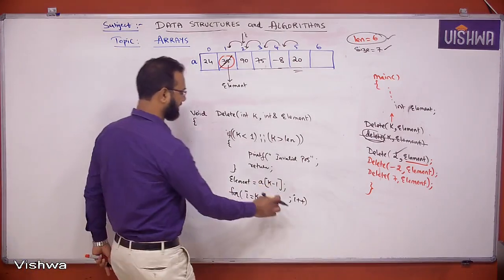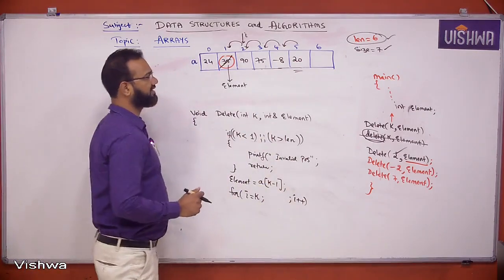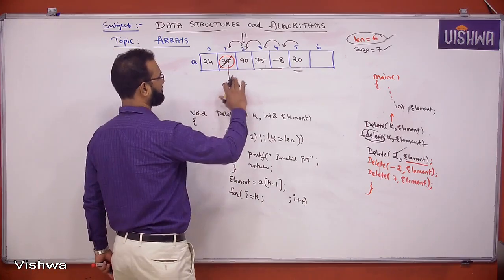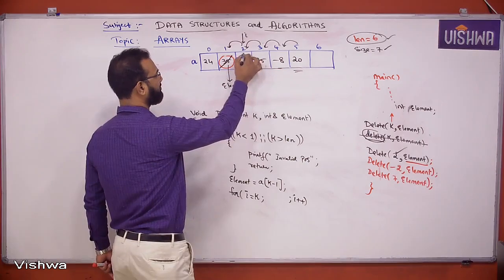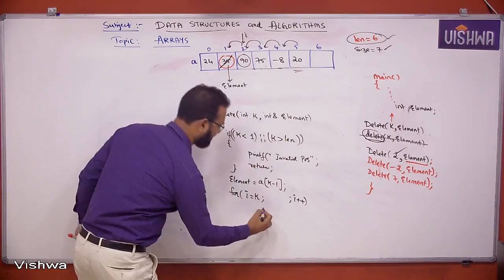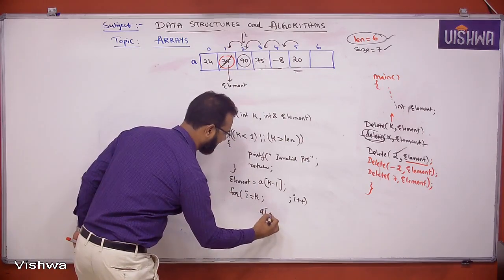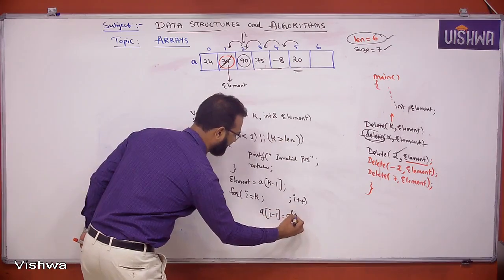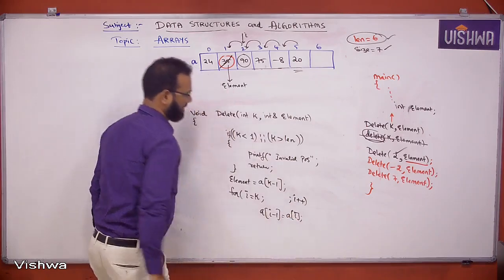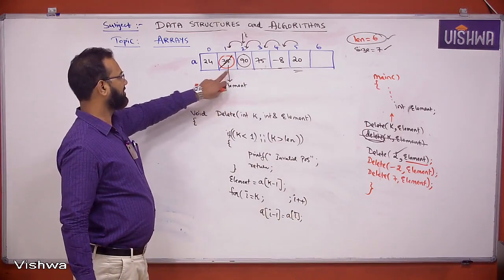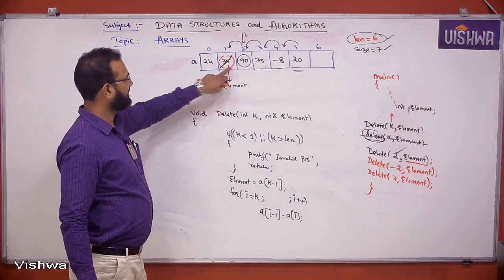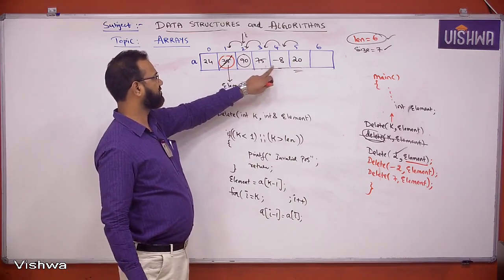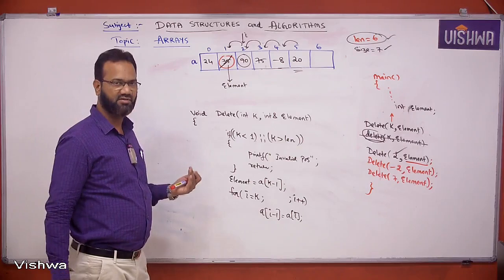Let's see the terminating condition. What will be the terminating condition? How long shall I continue? First of all, let's move. 90 should be moved from 2 to 1. That means a of i minus 1 is assigned the value of a of i. A of 2 is moved to a of 1, a of 3 is moved to a of 2, a of 4 is moved to a of 3. Like that the elements are moved.